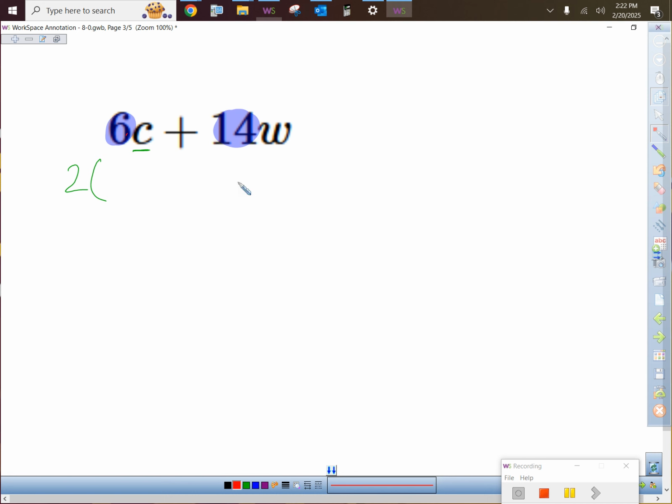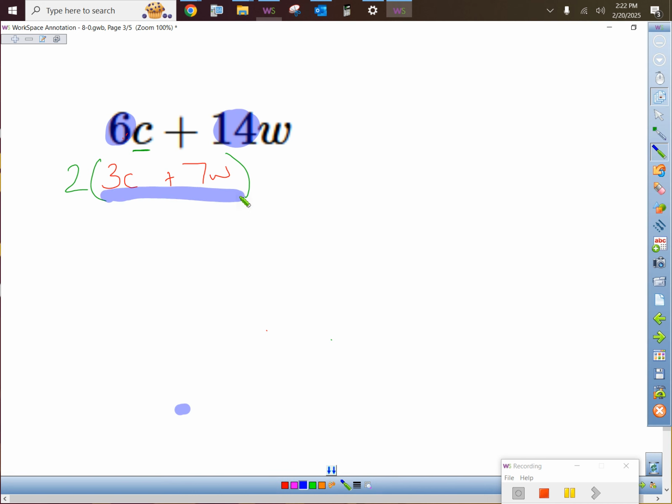So how do I figure out what's in here? Division. 6 divided by 2 is 3, and C has no one to play with. Plus 14 divided by 2 is 7, and then the W has no one to play with. So how do you know you did it correctly? Well, one, you could distribute through, but here's what happens.